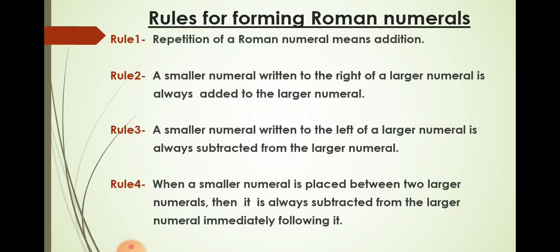Rules for forming Roman numerals. Rule 1. Repetition of a Roman numeral means addition. Rule 2. A smaller Roman numeral written to the right of a larger numeral is always added to the larger numeral. Rule 3. A smaller numeral written to the left of a larger numeral is always subtracted from the larger numeral. Rule 4. When a smaller numeral is placed between two larger numerals, then it is always subtracted from the larger numeral immediately following it. So students, these rules are very important for forming Roman numerals.